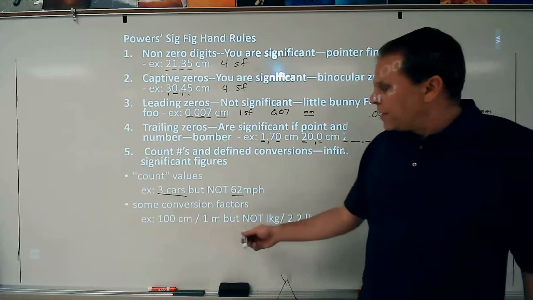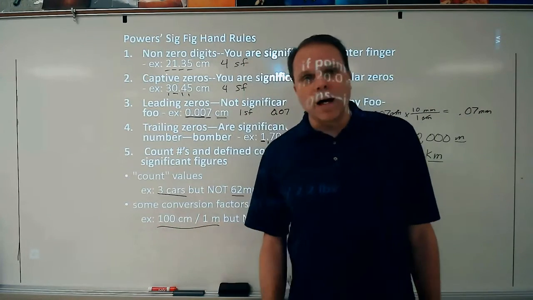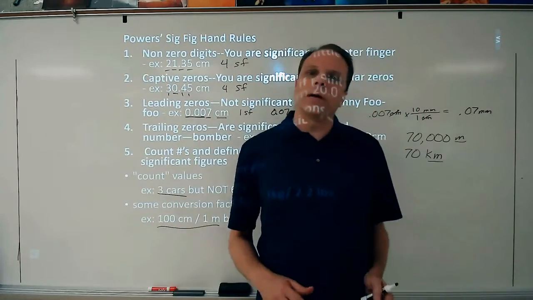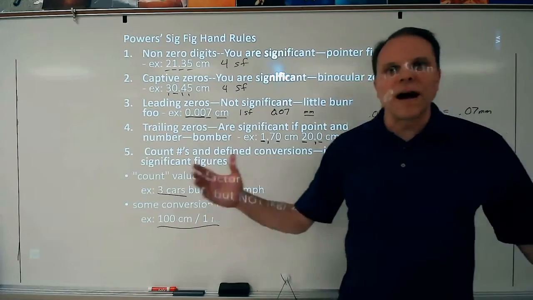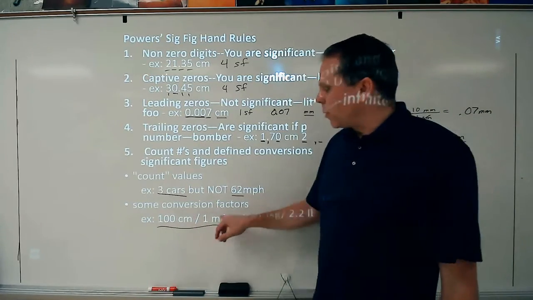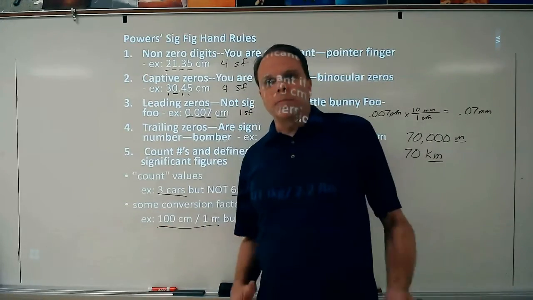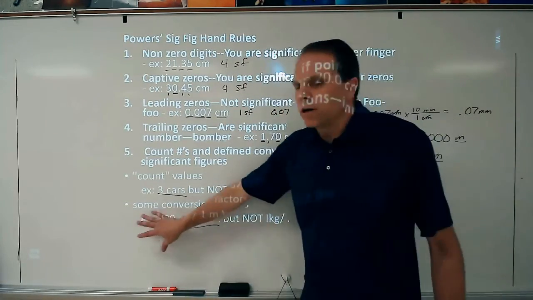Conversion factors. Now, this is a conversion factor defined by man. We decided at some point that there were going to be exactly 100 centimeters in a meter. Okay, we just defined that. And so that's basically like 1.0 infinitely, 100.0 infinitely. They're exact amounts, but that was by definition. So that has an infinite number of sig figs.